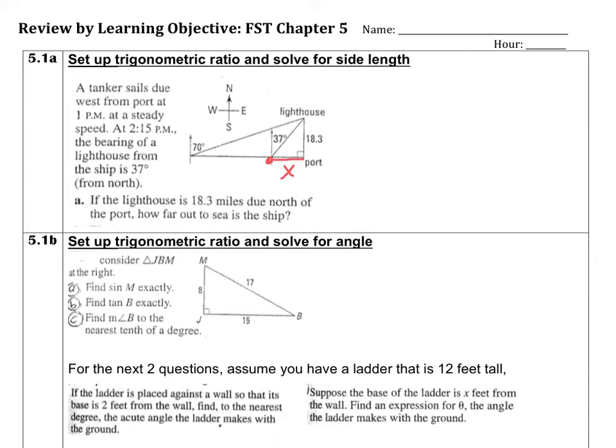Now, this is a right triangle, so we can use SOHCAHTOA. And if we know right here that this is a perpendicular that's been dropped at 37 degrees from here to here, we can find this missing angle. 90 degrees minus 37 will give us 53 degrees. So we know this angle right here is 53.